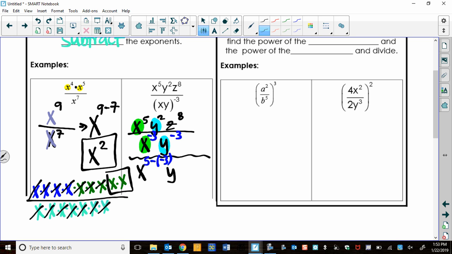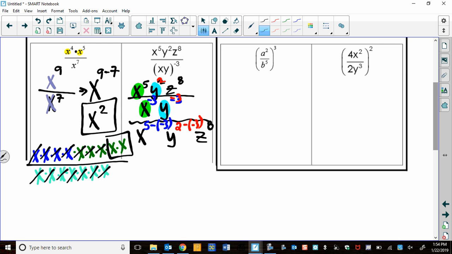Then I'll have 2. I'll use a different color. So I'll have 2. These will be red here. So 2 minus -3, and the z to the 0 power to the 8th power is just standing there. Okay. So now all we have to do is simplify. The new exponent for x, if you have two negative numbers, you're going to add them.